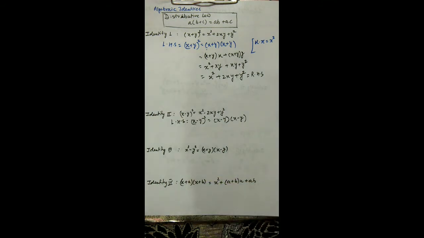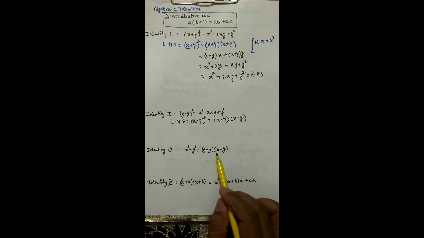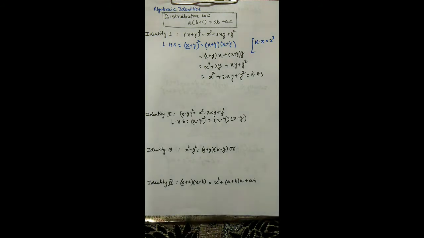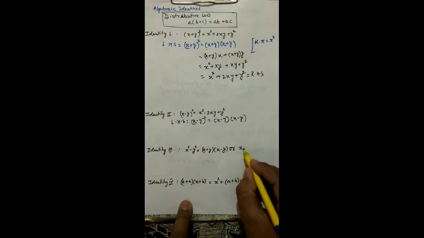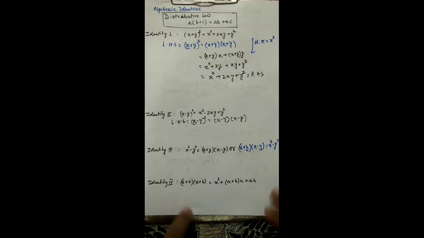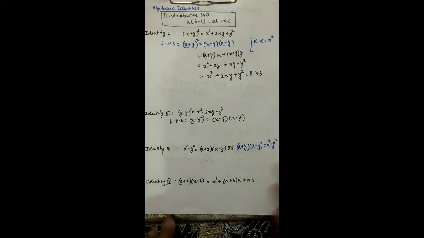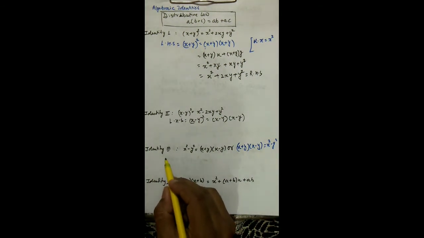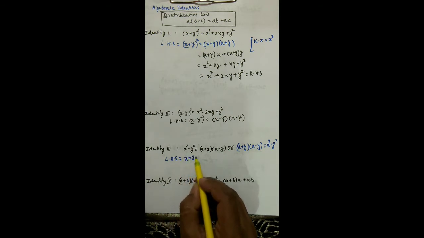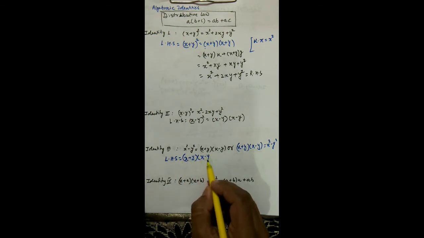Now come to this identity number three. This identity is that (x + y)(x - y) is equal to x square minus y square. Or this identity can also be written as, and this is up to us how we write it, (x + y) times (x - y) equals x square minus y square. So you can take either side and prove the other side. So I'm now taking my LHS, which is (x + y)(x - y).